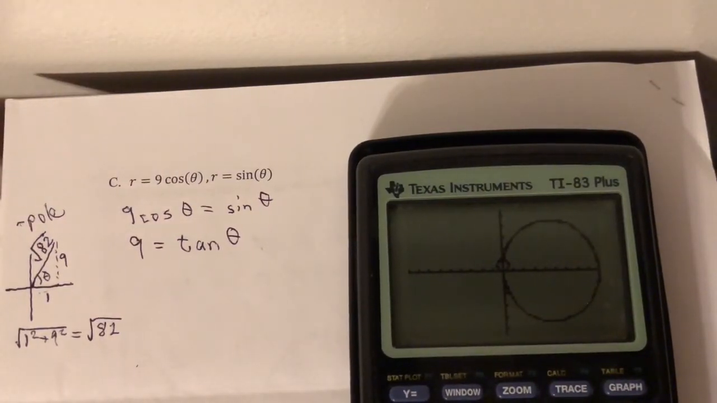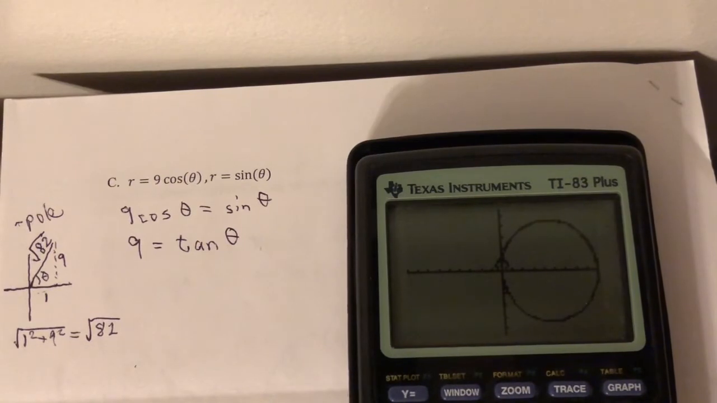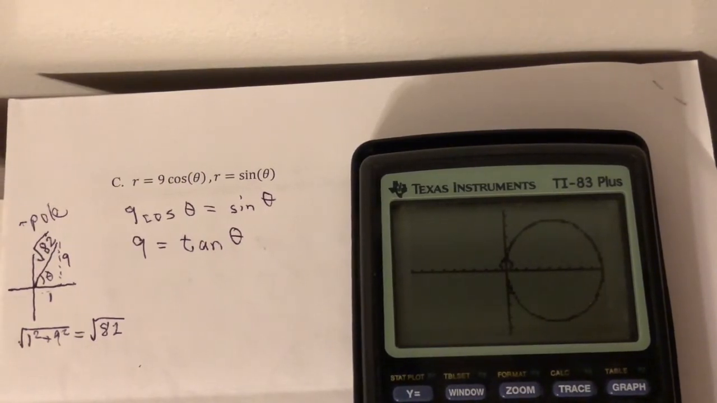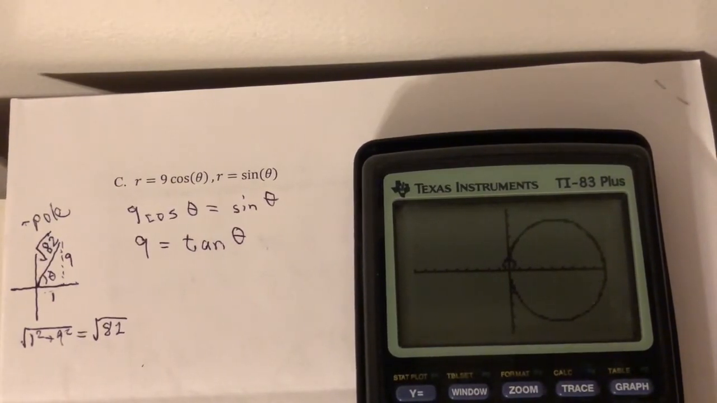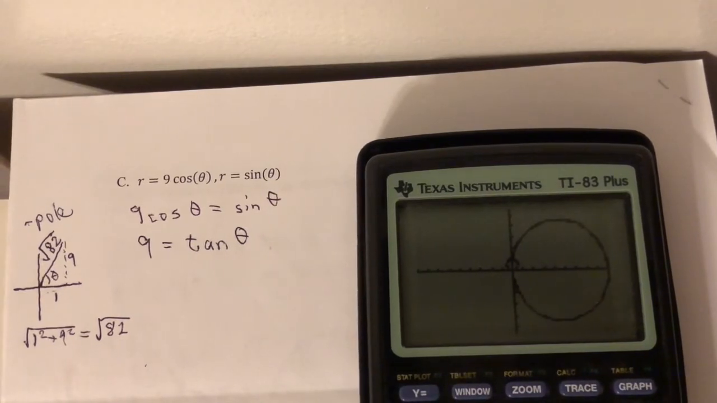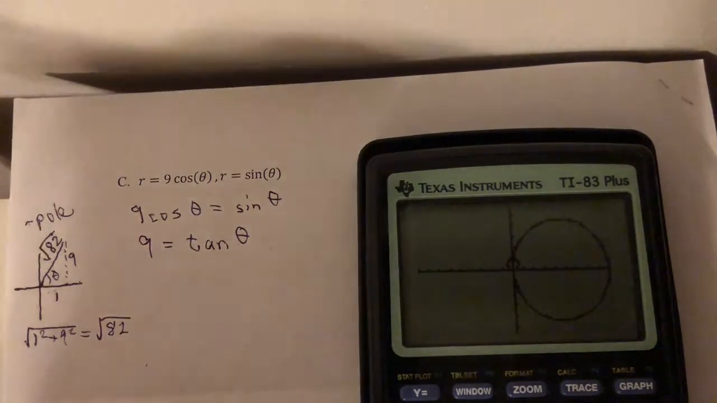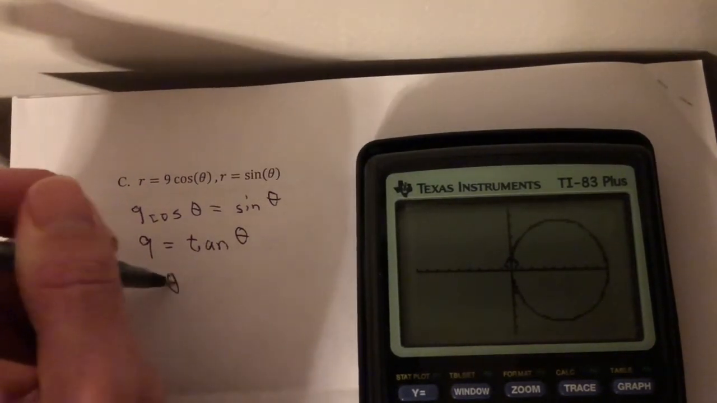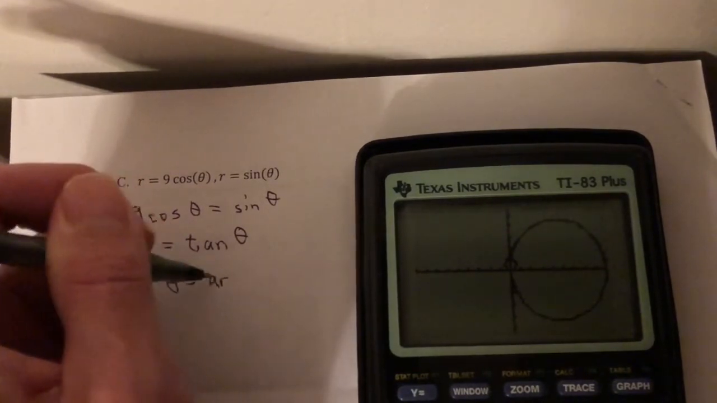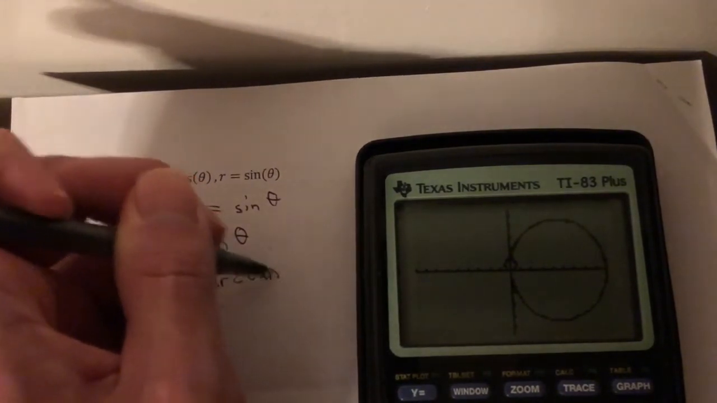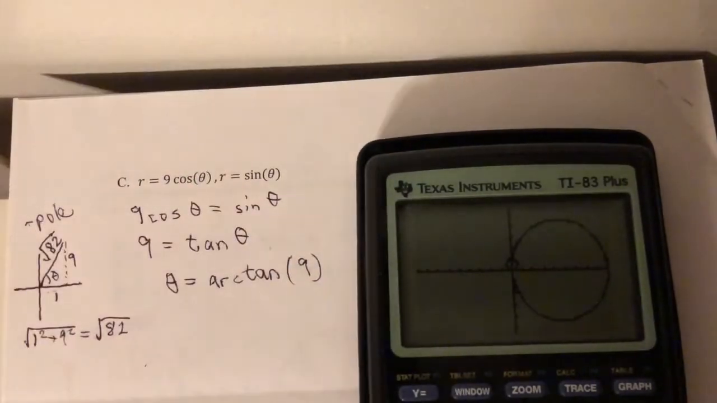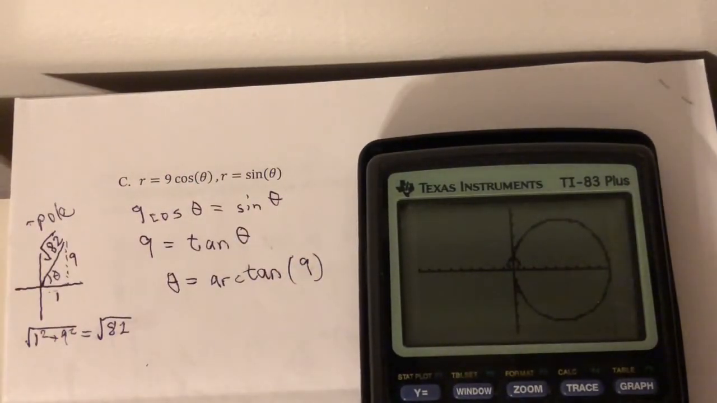And I show you this to show you that this is certainly not one of our reference triangles, right? So remember what we do when we have something that's not a reference triangle. I've got to use my inverse trigonometric functions here. So I'm going to write down theta is the arctangent of 9. Now, that's half the battle.